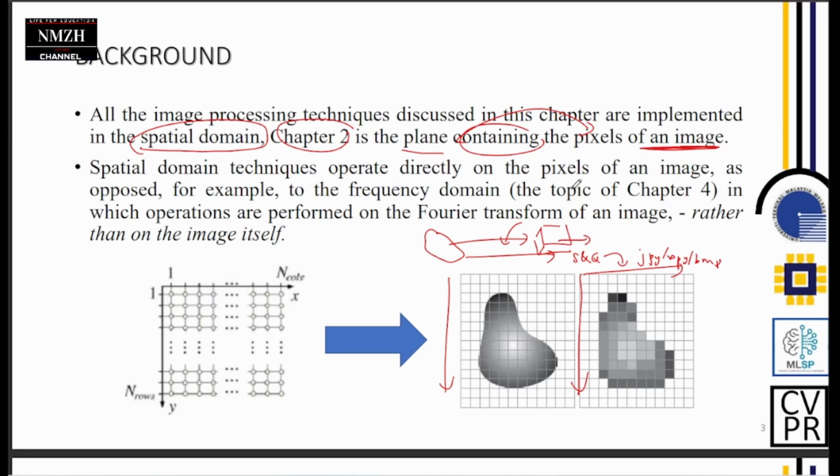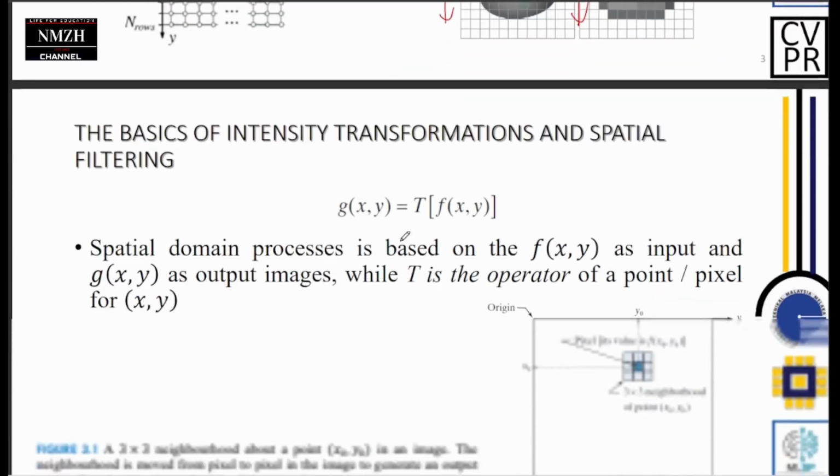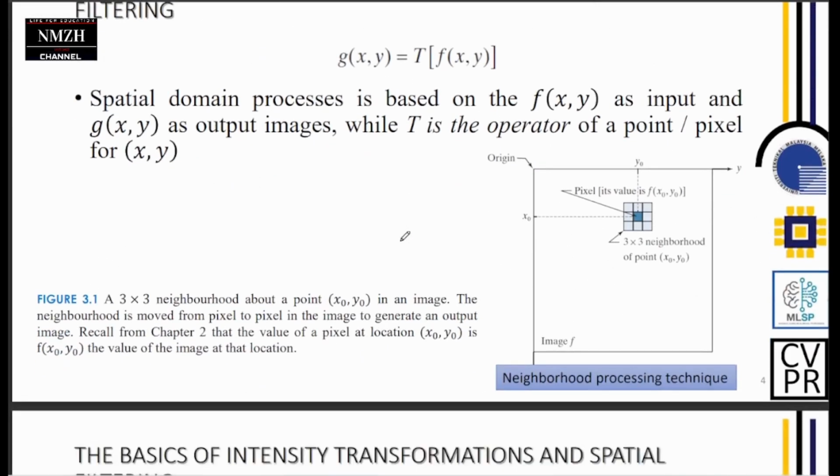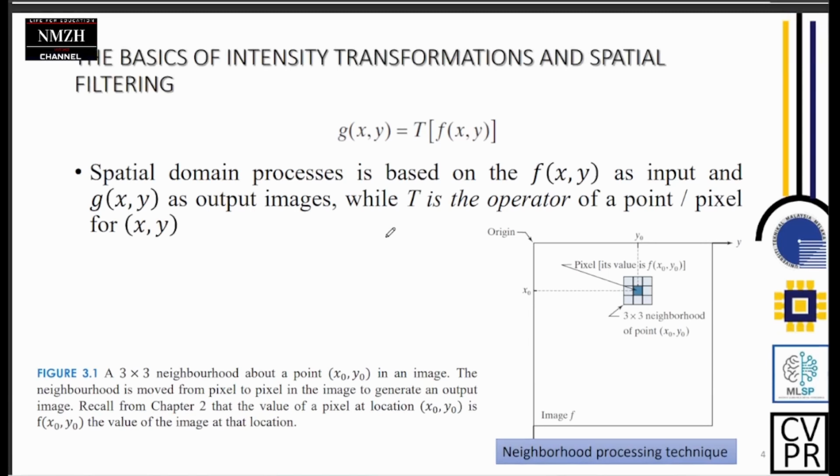which operates directly on the pixels of an image, as opposed to the frequency domain. That will be covered in the next chapter, chapter number 4. Hopefully we will talk about the Fourier transform a bit, and later on how to transform the image to another domain and return it back to the image domain. That will be the discussion in the next chapter.